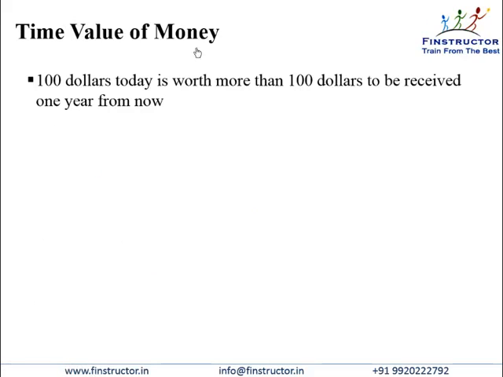So we say that money has time value. That is, $100 received today is worth more than $100 to be received 1 year later. So if somebody owed you $100, you would rather want your money today than to receive it 1 year later. All of us would. Hence we say that money has time value, or money received earlier is more valuable than money received later.